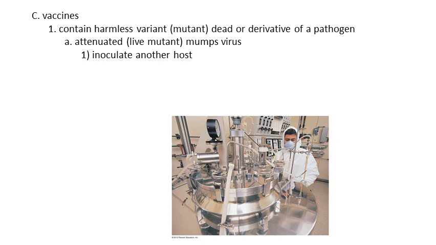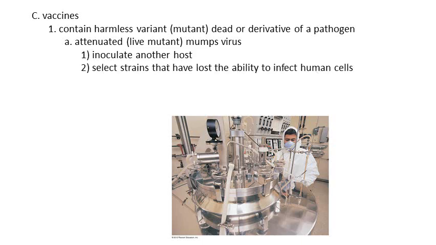And the process involves inoculating another host so that some harmless strains that have lost the ability to infect human cells are produced. And in that way, that can be given to individuals to inoculate them, to prevent them from developing mumps upon exposure to the mumps virus.